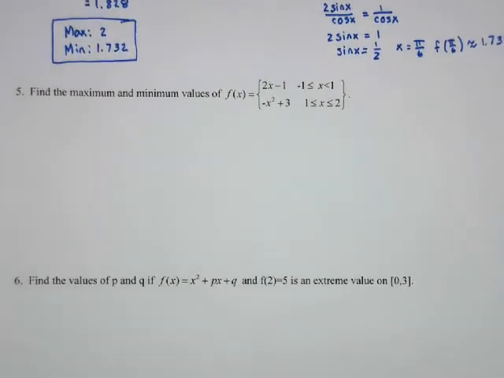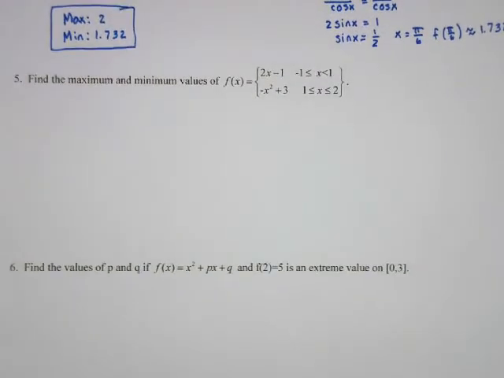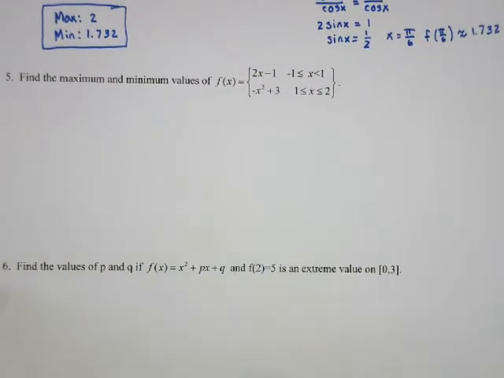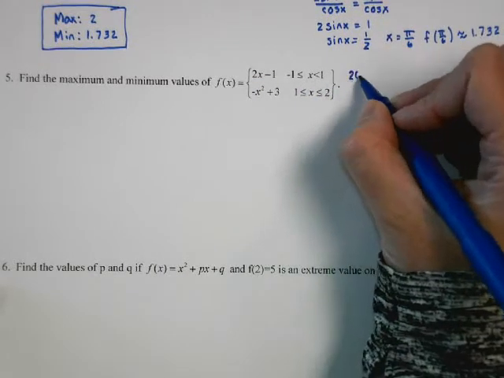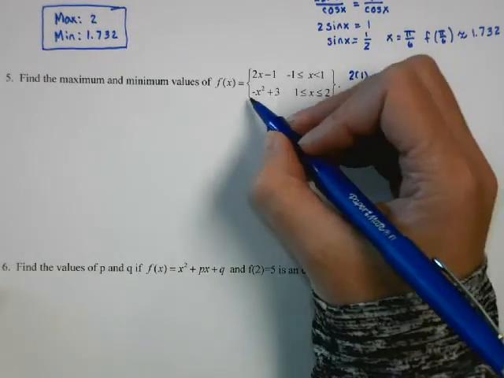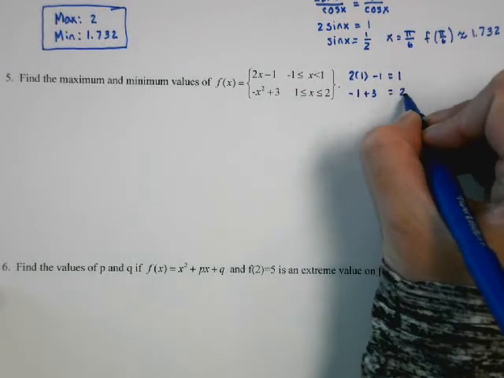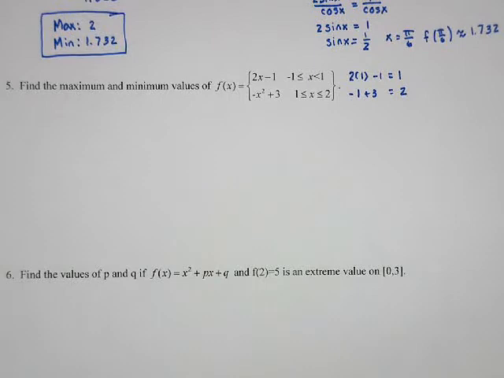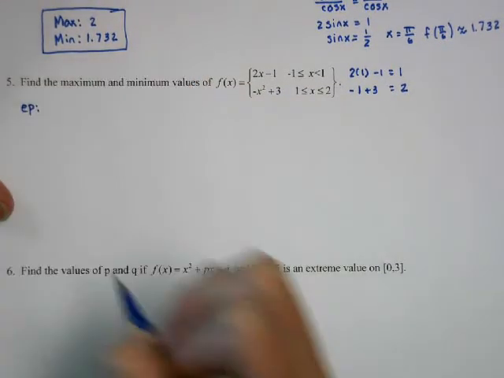For this next one, we have a piecewise function. First thing you want to investigate on a piecewise is whether or not it's continuous. So at the boundary, here, 2 times 1 minus 1 is going to be 1. If I plug in 1 into this, we're going to have a negative 1 plus 3, which is 2. So it is not continuous there, which means it's not differentiable there. So we will consider that one of the critical points. So we want to investigate endpoints and critical points.